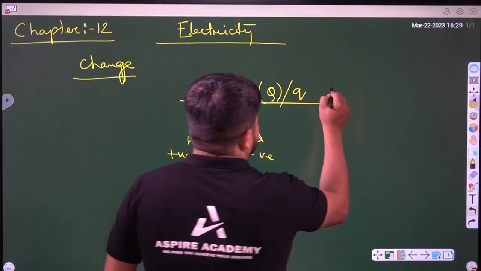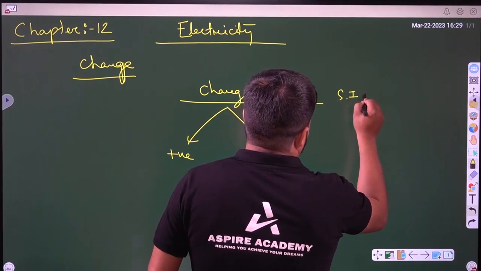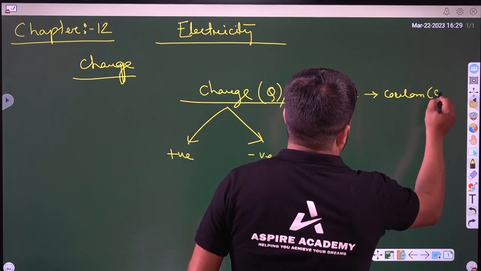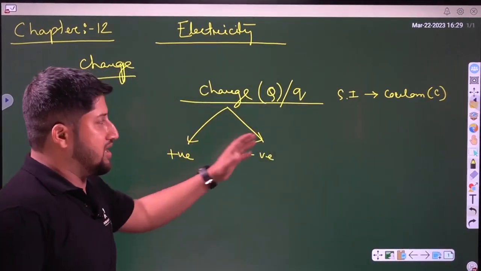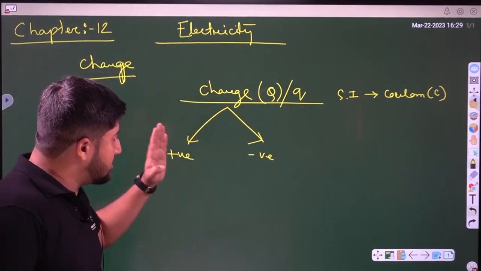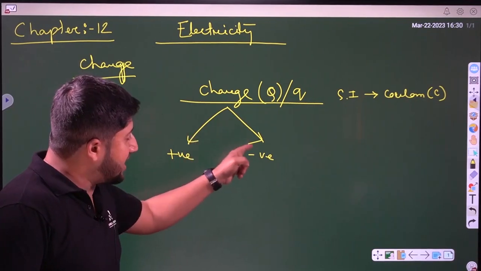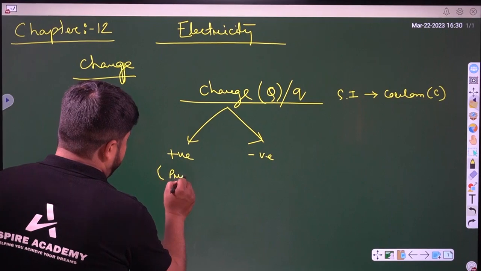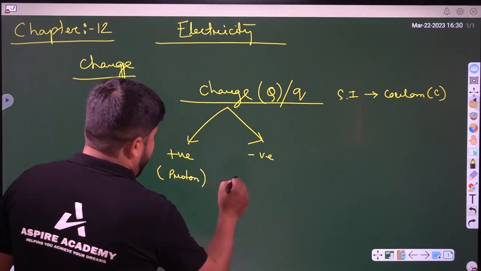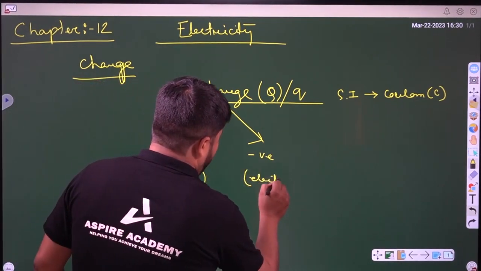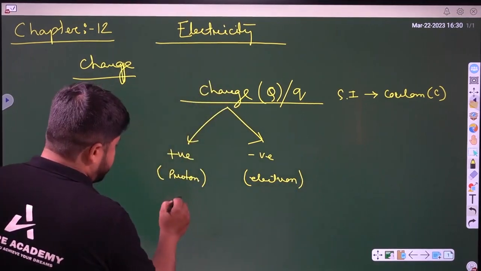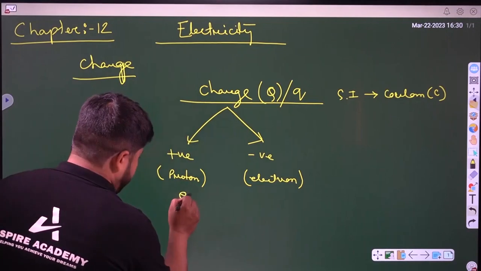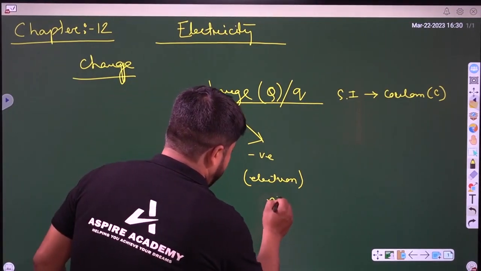Now, what is the SI unit of charge? The SI unit is coulomb, which is denoted C. There are two types of charge. Positive charge is represented by the proton, and negative charge is represented by the electron. Positive charge we can denote as e plus, and negative charge as e minus.